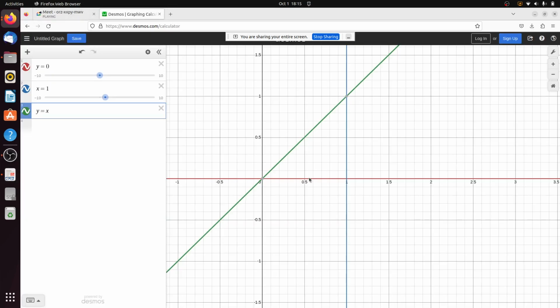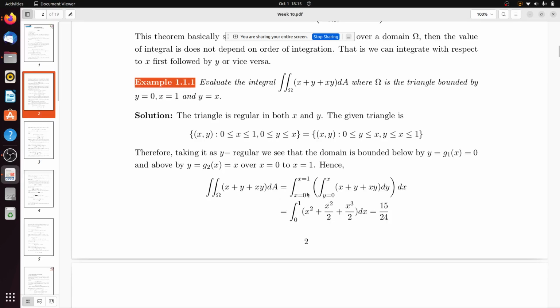See, y varies from 0 to x. Why? Because y varies from this y equal to 0 line, that is the x-axis, up to the y equal to x straight line. And x varies from 0 to 1. So x equals 0 to 1, y varies from 0 to x, and x varies from 0 to 1. Then this function is x plus y plus xy dy.